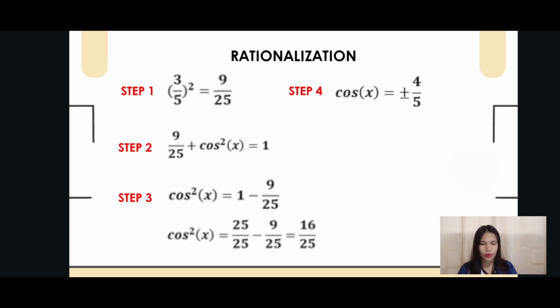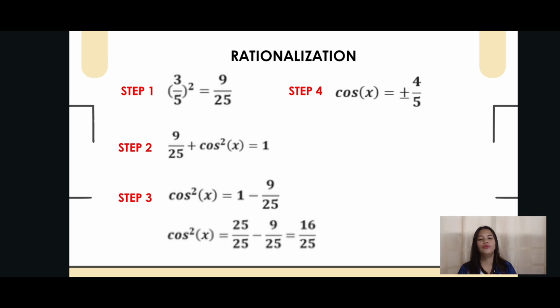So sine x is equal to 3/5. Then if we square it, it will give us the answer 9/25. Then step 2 is to plug this value into the identity. So the identity is sine squared of x plus cosine squared of x is equal to 1. That is the identity. So we are going to substitute the value of sine squared x.